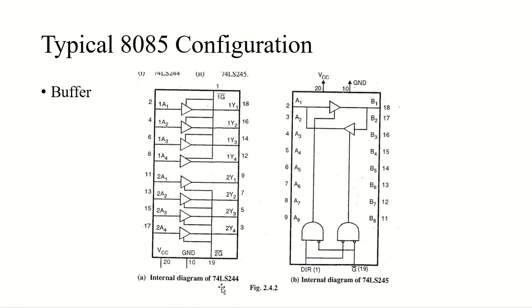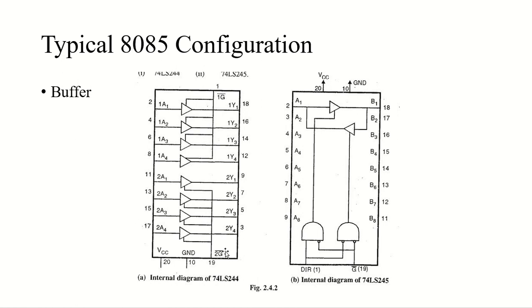So S244 is a unidirectional buffer. It has two groups of four buffers. As you can see, we have 1, 2, 3, and 4 buffers, and they are divided into two groups, 1 and 2, right? Each group is controlled by enable lines 1G and 2G. As you can see here, we have two enable lines. This is 1G, and the second one here is 2G. And the internal structure is shown in this image here on the left hand side.